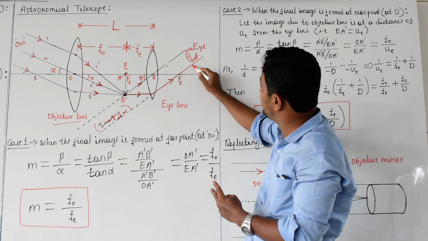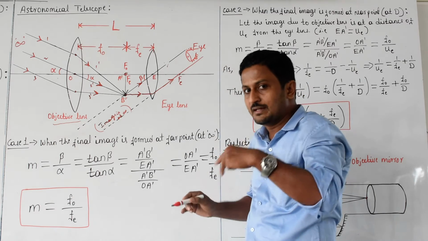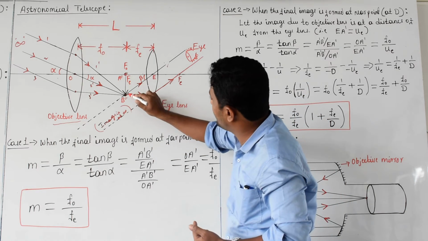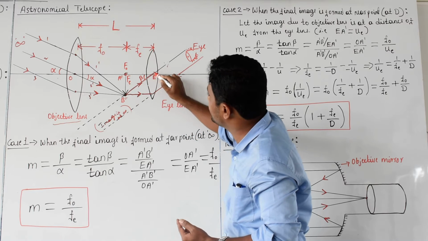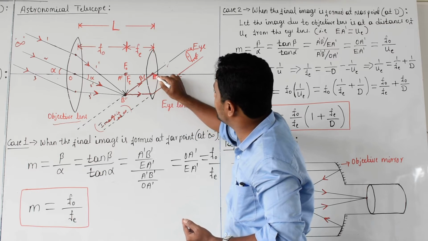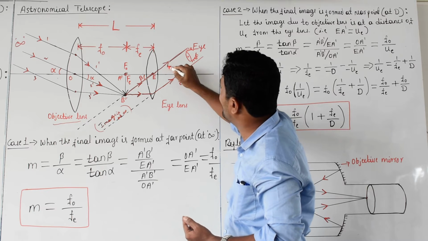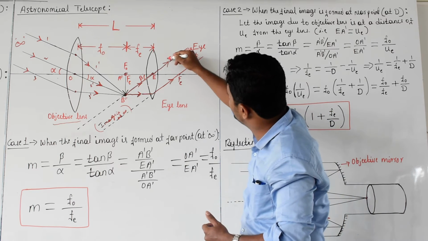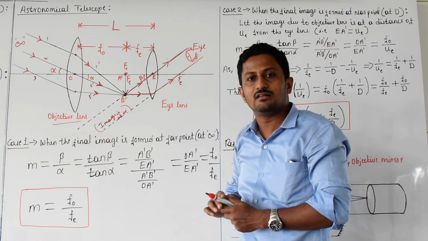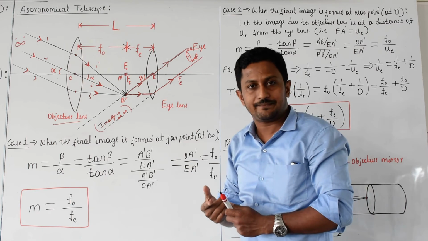This light ray is received by your eye. One more light ray from that object is coming like this. It is passing through the optical center, that's why it will not deviate. It will move along its initial path only. These two light rays are the light rays received by your eye.